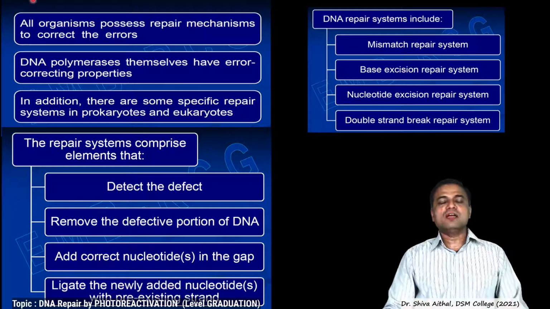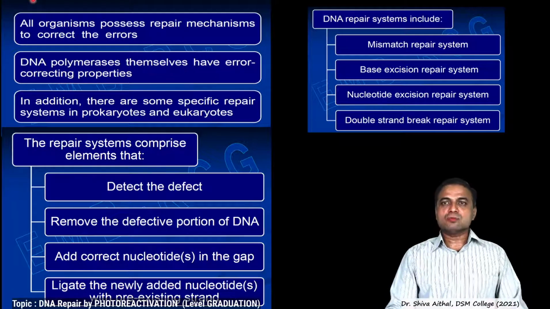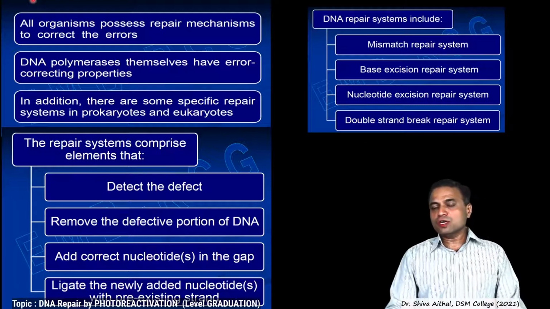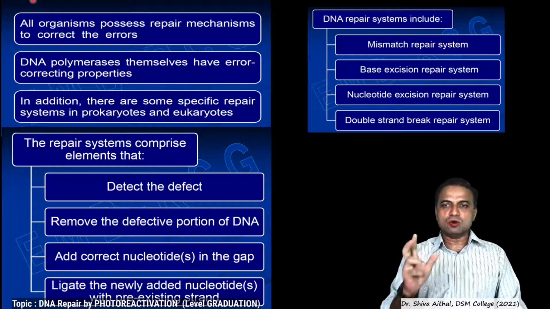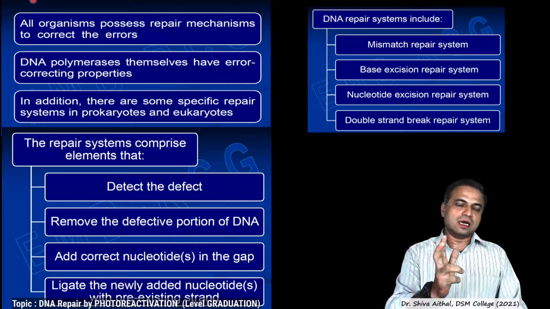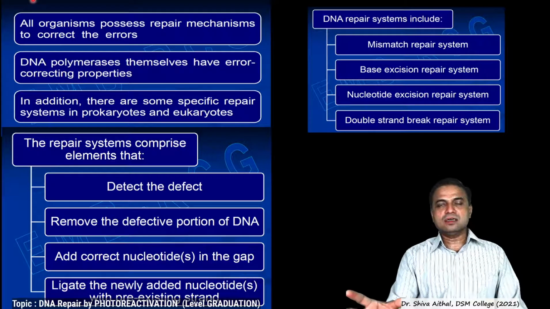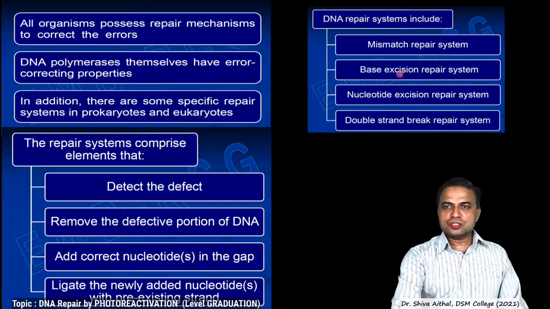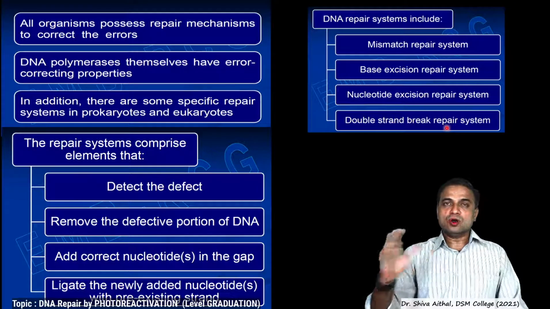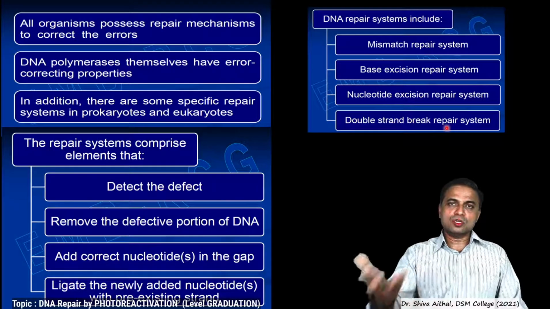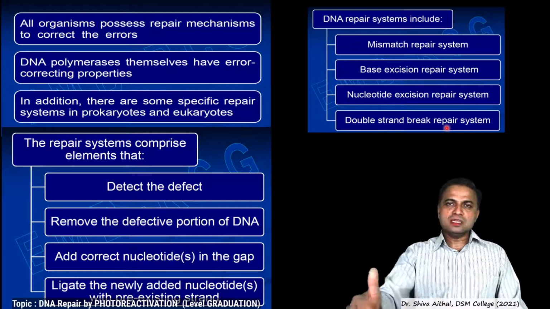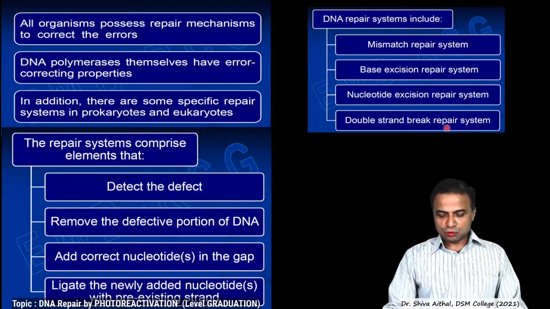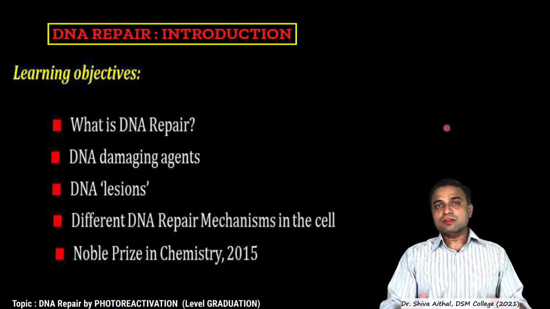There is a huge array of proteins for all the repair systems, which include 4 that we are going to study. Today I will be explaining just one, because that is totally separate from the remaining 3 to 4. So today I will be dealing with photoreactivation. The remaining types are the mismatch repair system, the base excision repair system, the nucleotide excision repair system, and the double strand break repair system, or you can call it the homologous strand exchange repair system. All this I will deal with in my next lecture, but today we will deal with photoreactivation.